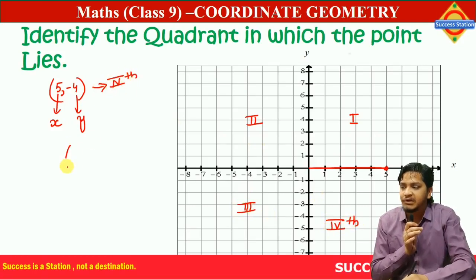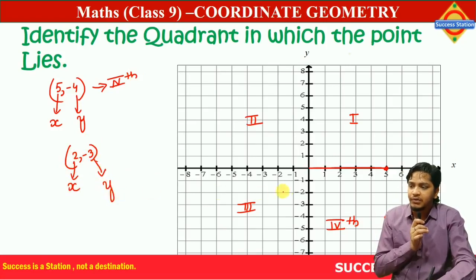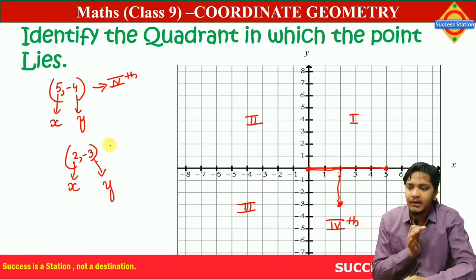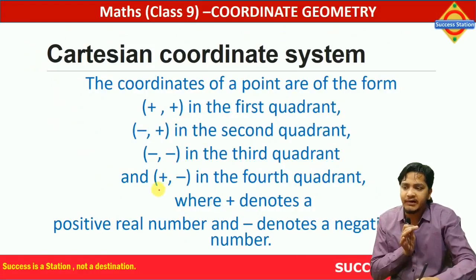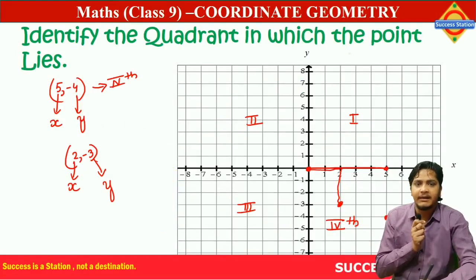Next, 2 comma minus 3. First is horizontal and second is vertical. We start from the origin; x is 2 in the horizontal, and vertical is minus 3, so somewhere here. Again the fourth quadrant. Also we showed the sign in the fourth quadrant is plus minus. So it is the fourth quadrant.